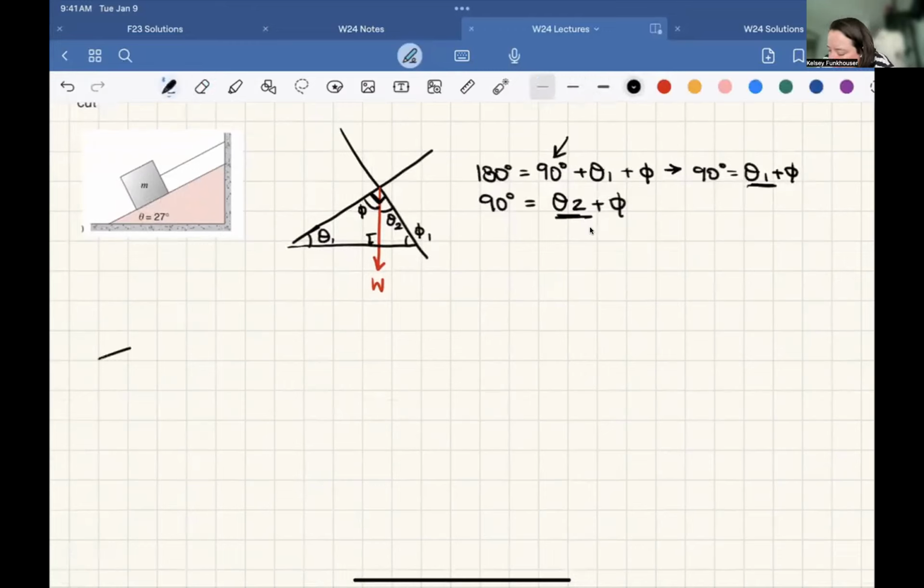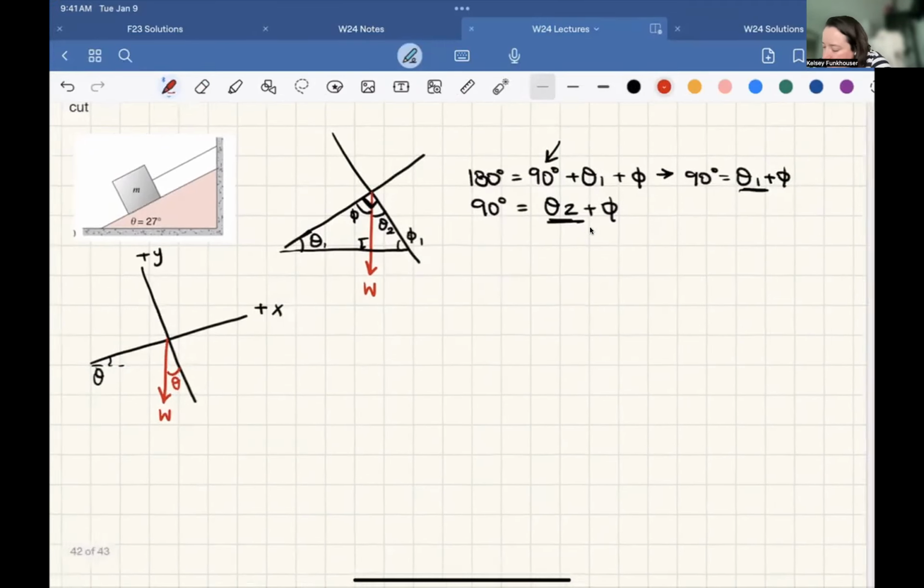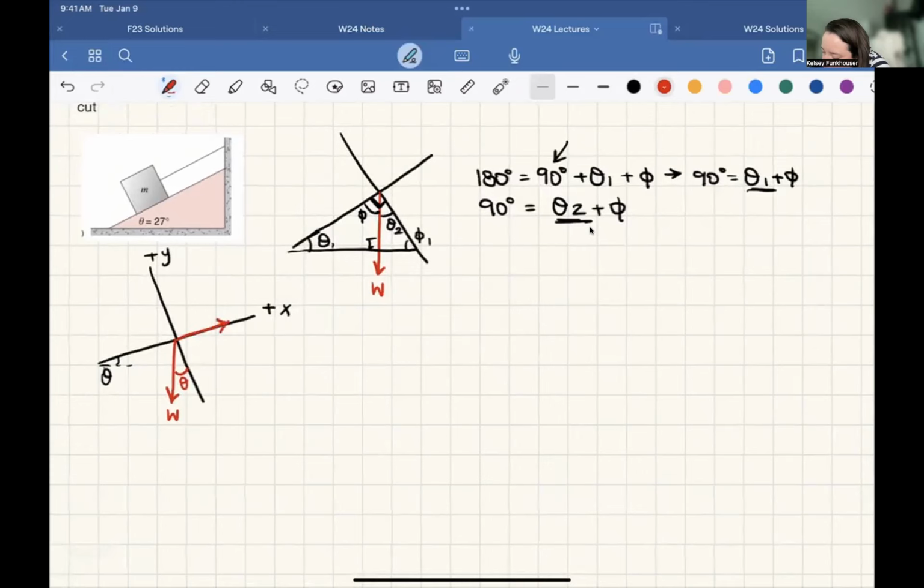Now on to the actual problem. So positive x, this is positive y. And again, this is the theta of 27 degrees. And then I'm going to draw the weight force straight down. And this is also theta. Okay, and then the other forces acting. So we have tension up along the positive x-axis. And then we have normal force up on the positive y-axis. And then really quickly, our weight force in the y and in x.